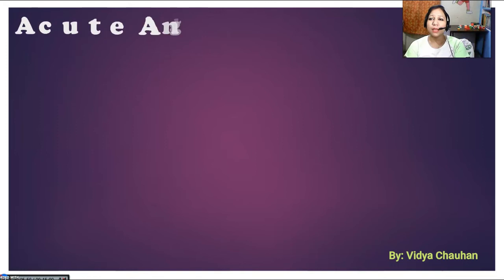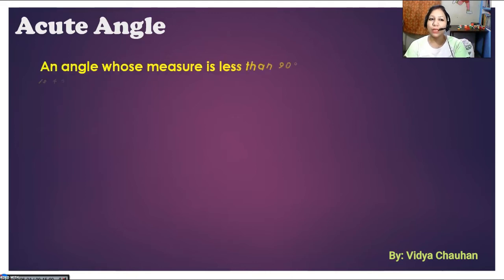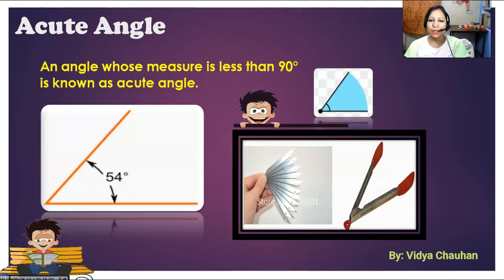Now, we will discuss these angles one by one. Let us see what an acute angle is. An acute angle is an angle whose measure is less than 90 degrees. In the picture here, there is an angle with two arms connected at a vertex, at a common point, and the angle covered is 54 degrees. Since 54 degrees is less than 90 degrees, it is an acute angle.